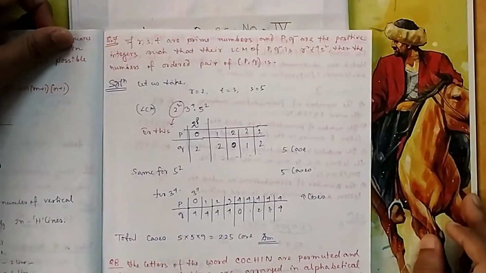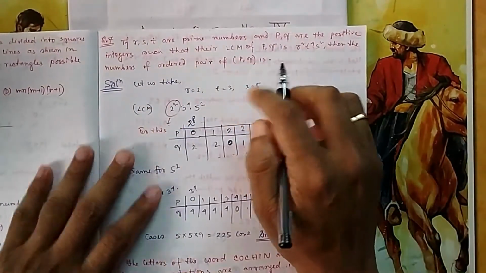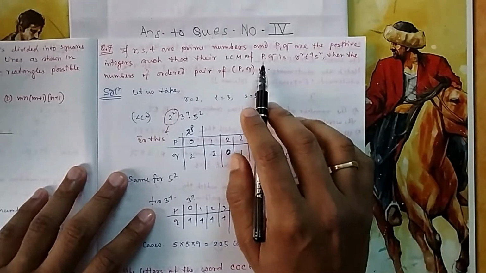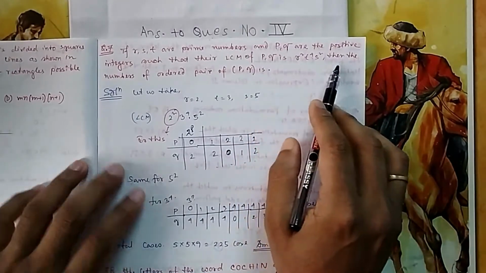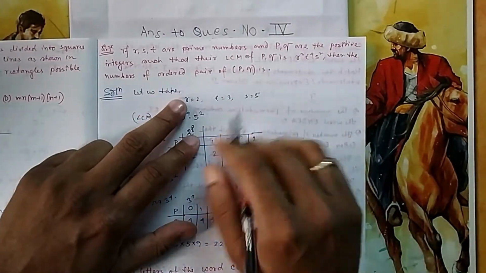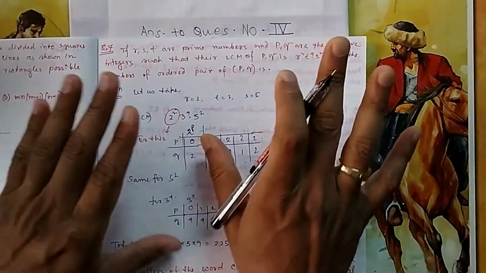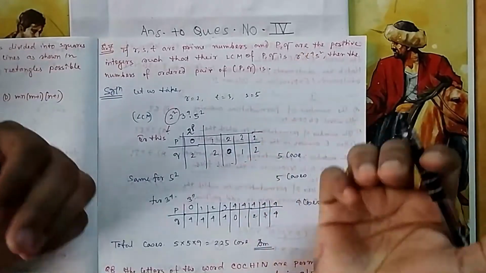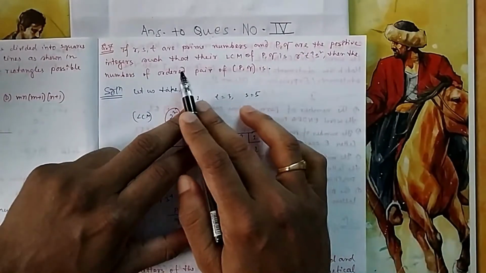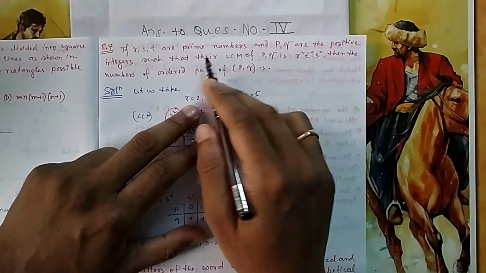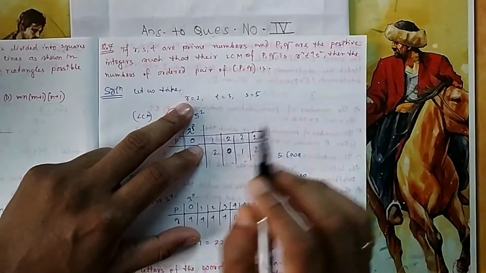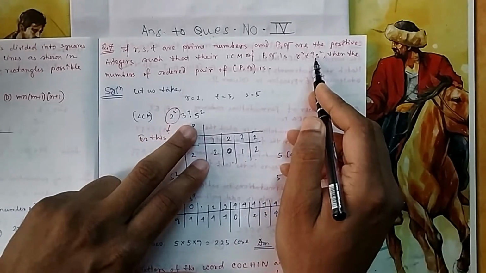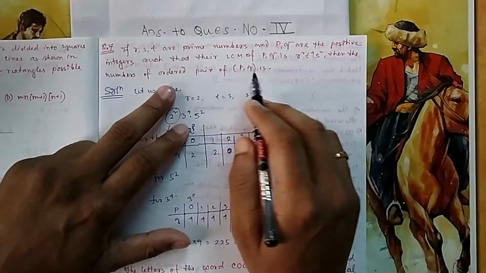Now if you come to question number 7: if r, s, t are prime numbers and p, q, r are positive integers such that the LCM of p, q is this much, then find the number of ordered pairs. One thing you can do is choose sample numbers, simple prime numbers, so that it becomes easy for you. To understand it, let me choose the smallest primes 2, 3, 5, and the LCM is 2 square, 3 to the power 4 and 5 square. Then the number of ordered pairs.